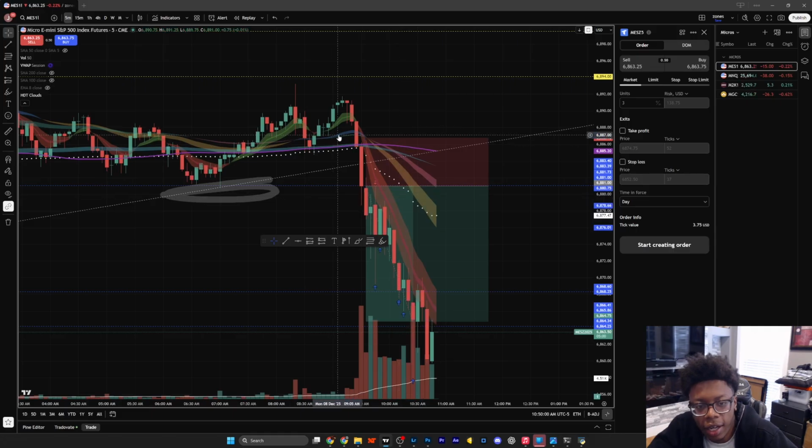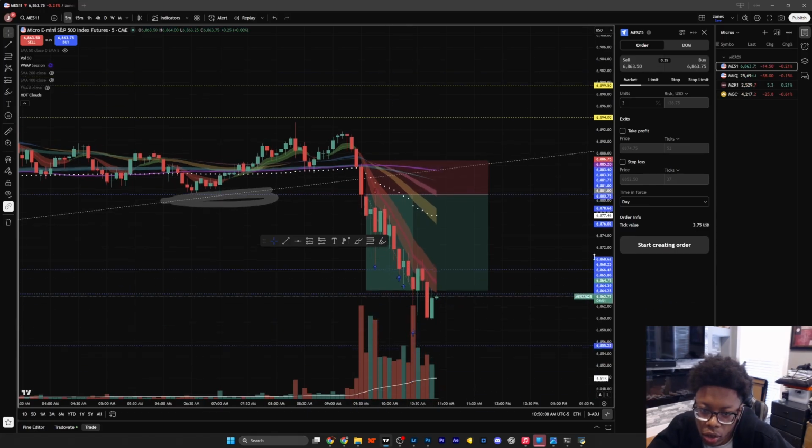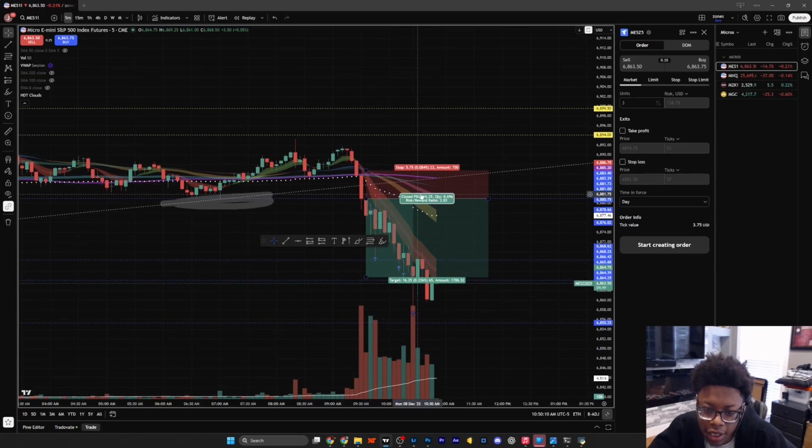So that's what these other little clouds right here are too. It's different moving averages, zones that are used to determine resistance and support points based on that. So the 200 EMA is pretty strong, which is why I also took that in part as my stop loss.